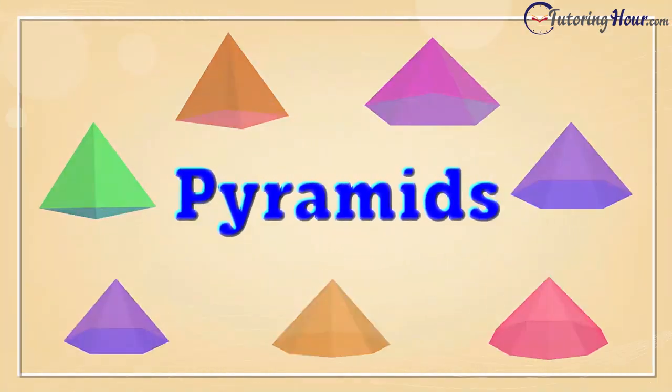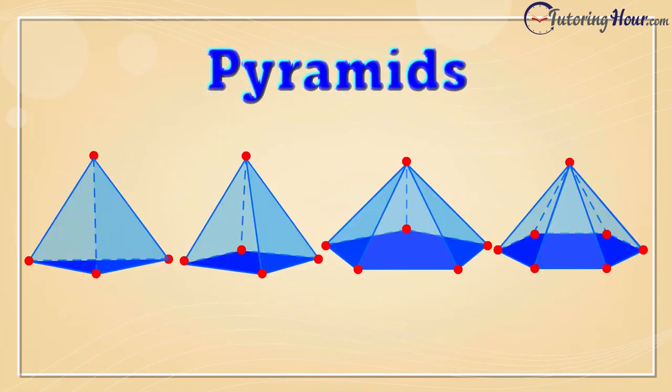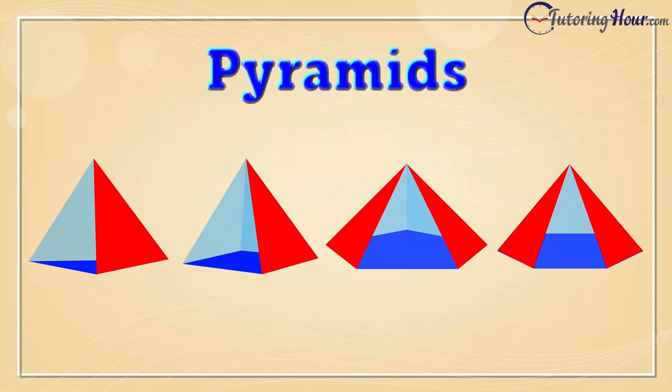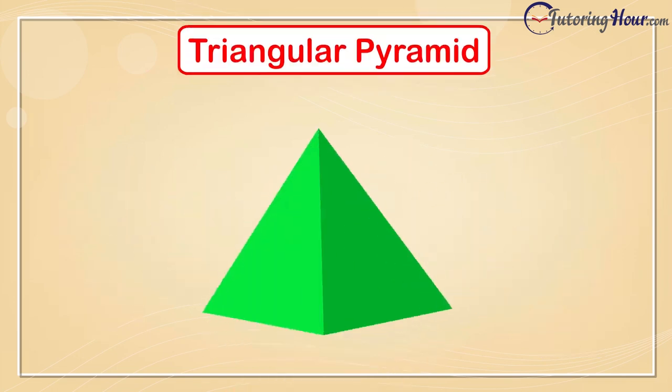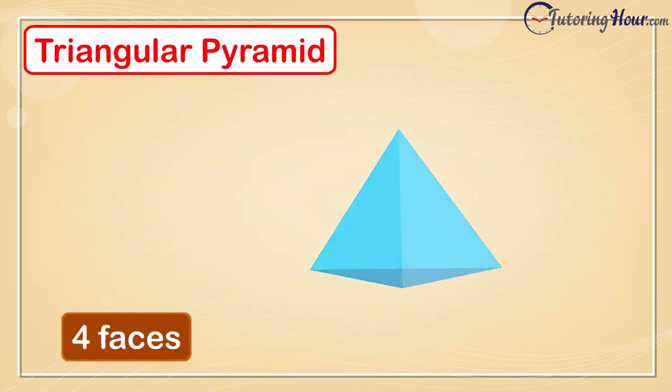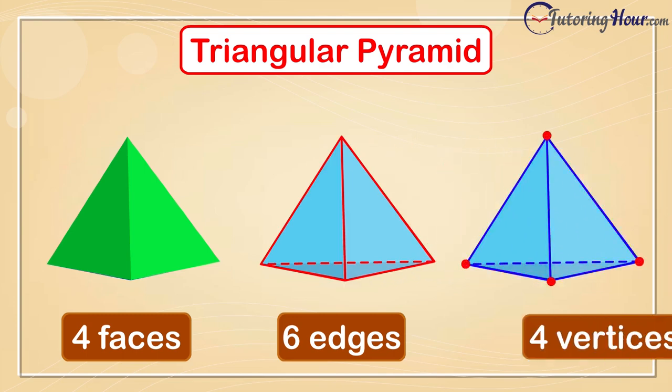Let's move on to the pyramids. All pyramids have a base and vertex. All its side faces are triangles. Pyramids are named after the shape of their bases. Let's take a look at our first pyramid, the triangular pyramid. It has 4 faces. It has 1 triangular base and 3 triangular side faces. A triangular pyramid has 6 edges. It has 4 vertices.